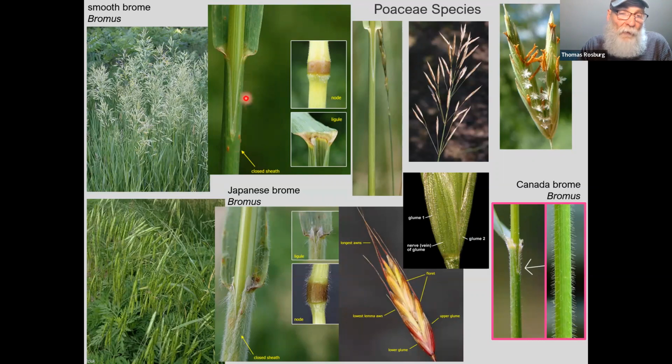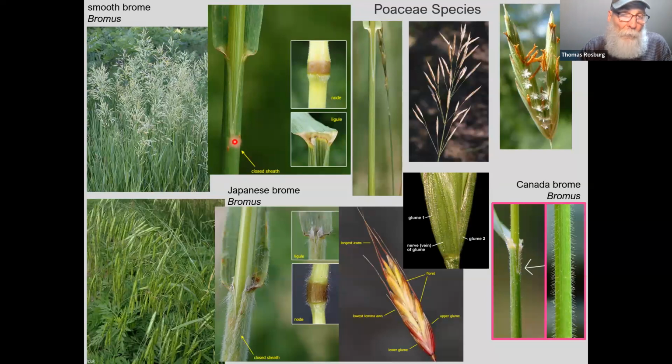Well, again, what we are saying here is in bromes, the sheath is closed, meaning that it's a solid piece of tissue that surrounds the stem. In grasses that have open sheaths, the two edges of the sheath just overlap one another. They're not fused together to form a solid cylinder of tissue. Instead, the two margins of the sheath just simply overlap and can be easily pulled apart and separated.